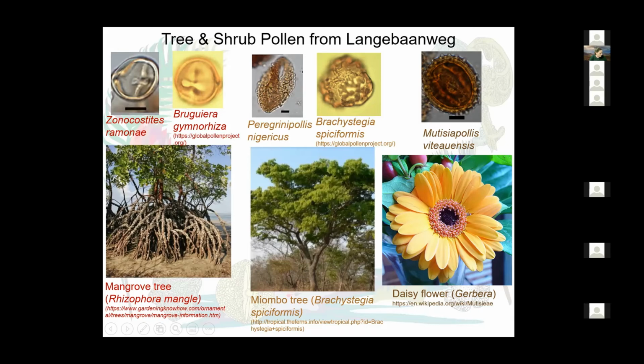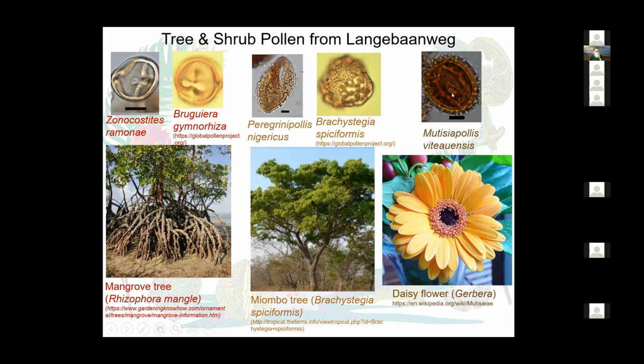And mangroves are important indicators of brackish water conditions and high sea surface temperatures. We also found pollen grains of Peregrinopollis nigericus, which resembles the pollen grains of Brachystegia, or the Miombo tree. And Brachystegia is found today in Mozambique, Malawi, Tanzania, Zambia, and Zimbabwe.